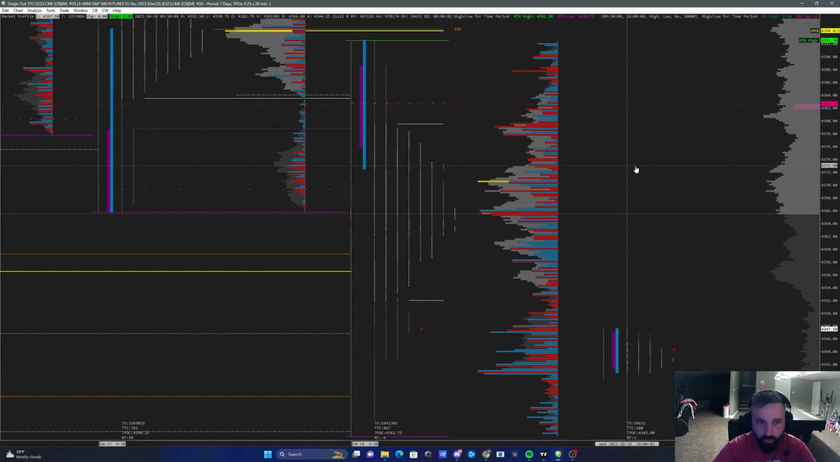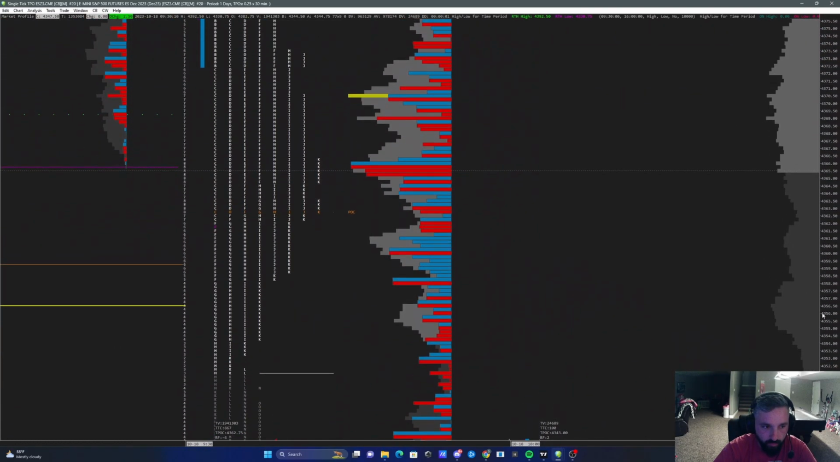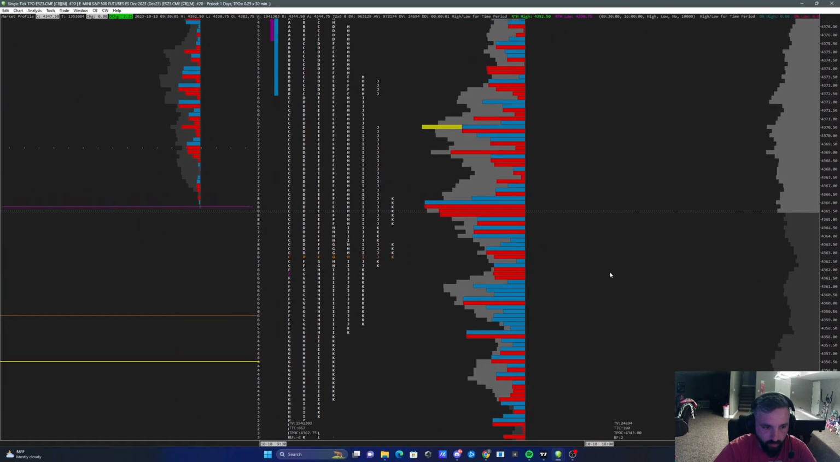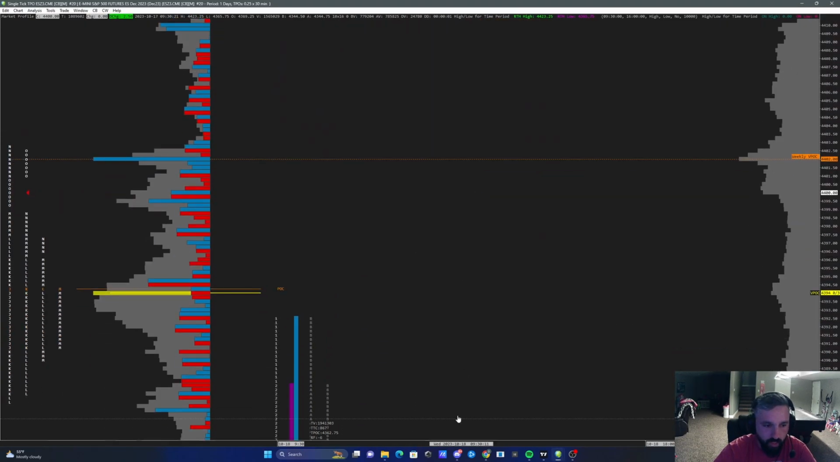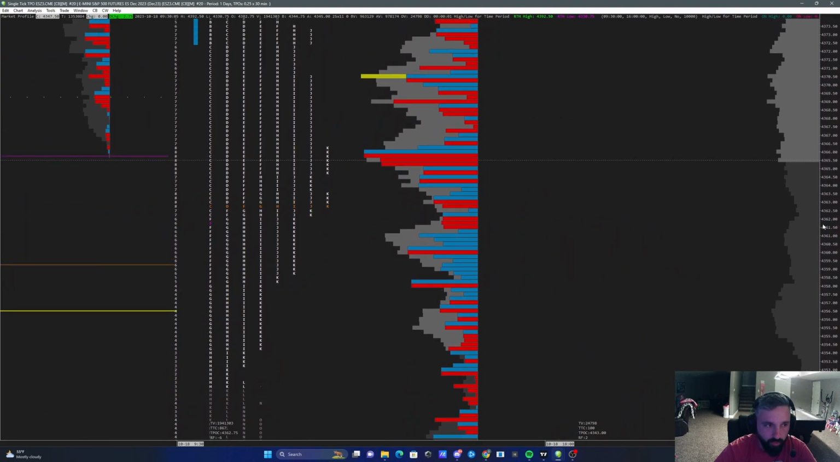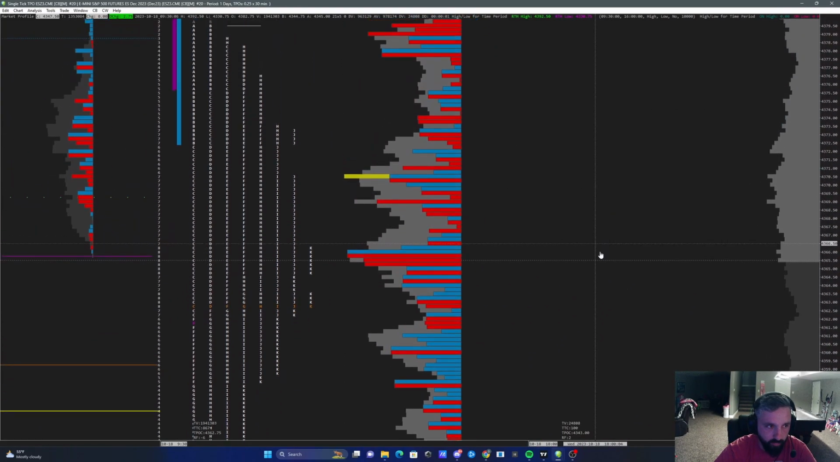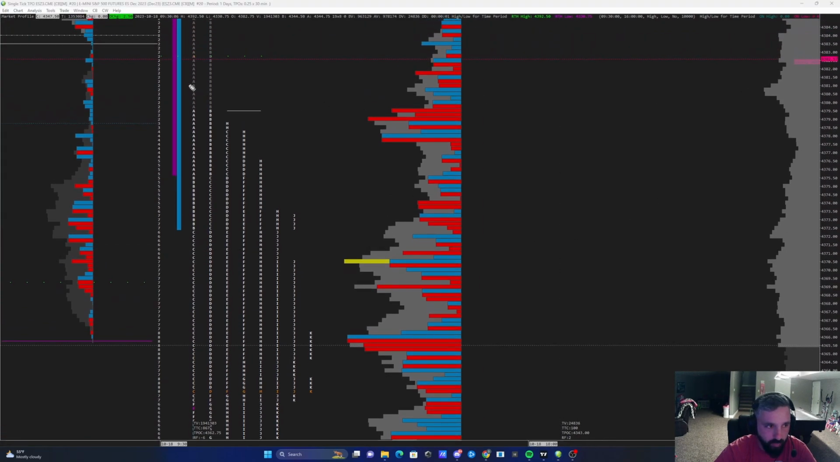All right, so let's stick with the TPO here, and we will zoom in on today's profile, and I will show you guys what it's all about. As we zoom in here, you can see letters. This looks very confusing, but it's not that confusing, okay? Each letter represents a 30-minute period of time. The first period of the day is going to be A period. You see these A periods right here?